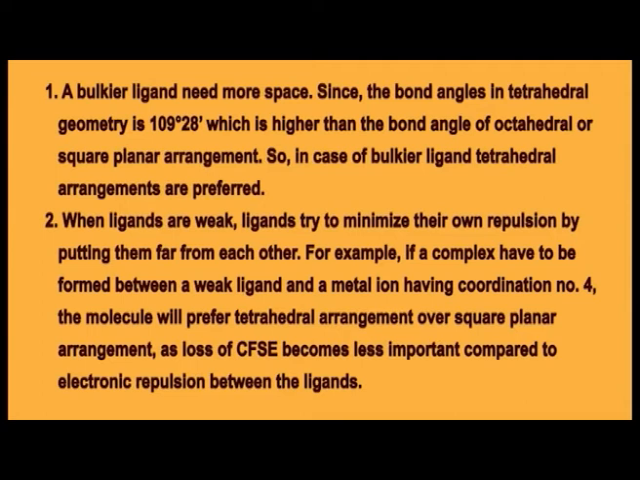When ligands are weak, ligands try to minimize their repulsion by staying far from each other. For example, if a complex has to be formed between a weak ligand and a metal ion having coordination number 4, the molecule will prefer tetrahedral arrangement over square planar arrangement, as loss of CFSE is less important compared to the electronic repulsion between the ligands here.